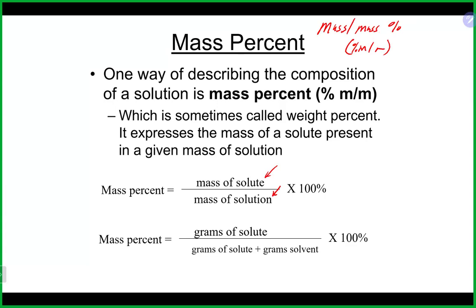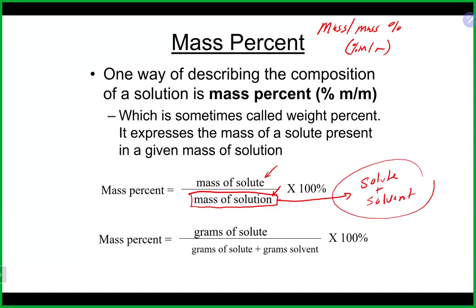Now, the important part of this one, and where you do have to be really careful in these type of problems, is the actual bottom part of the calculation, and that is the mass of the solution. So as we just talked about, the solution is made up of two things. It's made up of the solute and the solvent. And you do want to make sure that you are using the mass of both of those when you do the calculation.